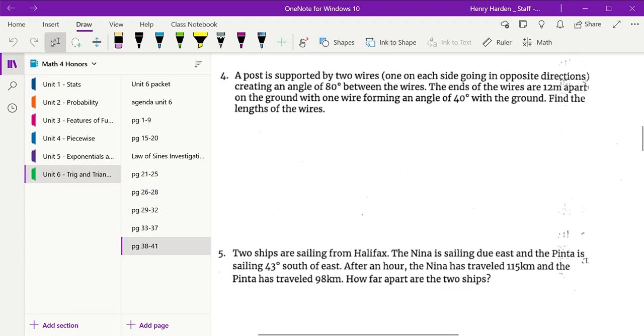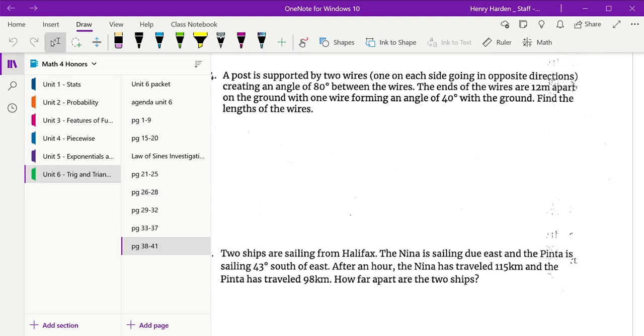All right, so for the second example, I'm going to do number 4. Here we have a post. It's supported by 2 wires, one on each side, going in opposite directions, creating an angle of 80 degrees between the wires. So we have a post, we have 2 wires like that, and it's creating an 80-degree angle between the wires.